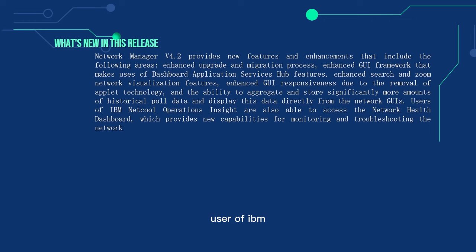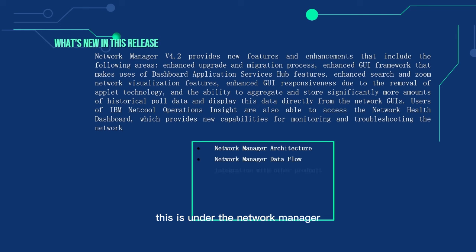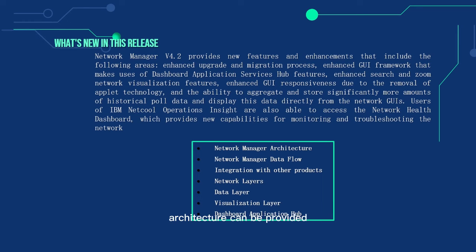Users of IBM Insights are also able to access the network health dashboard, which provides new capabilities for monitoring and troubleshooting the network. This is under the Network Manager architecture. Architecture can be divided into three layers: network layer, data layer, and visualization layer.